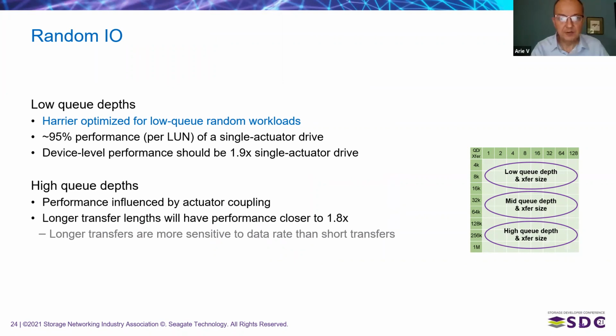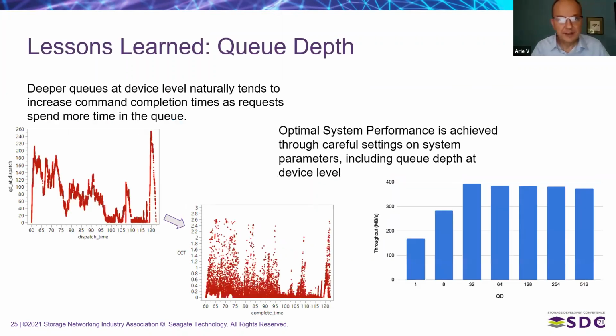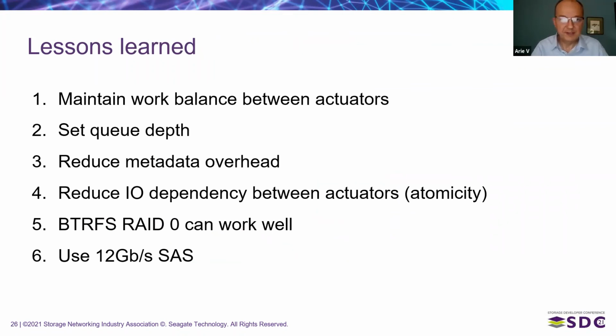We'll leave the slides up for folks who want to follow up offline, but these are the main lessons learned right here. You obviously want to maintain work balance between the two actuators. There's a lot going on here. Queue depth's important. Watch your metadata overhead. There's IO dependency between actuators. And Tim, go ahead and butt in here if you've got more color. We're driving towards 12 gigabit SAS, as Tim noted, because we're butting up against the limitations of 6 gigabit.